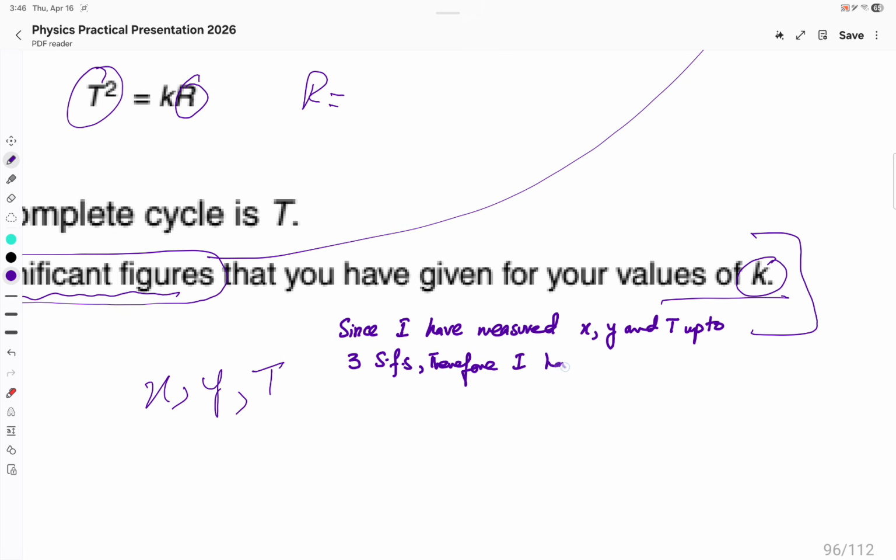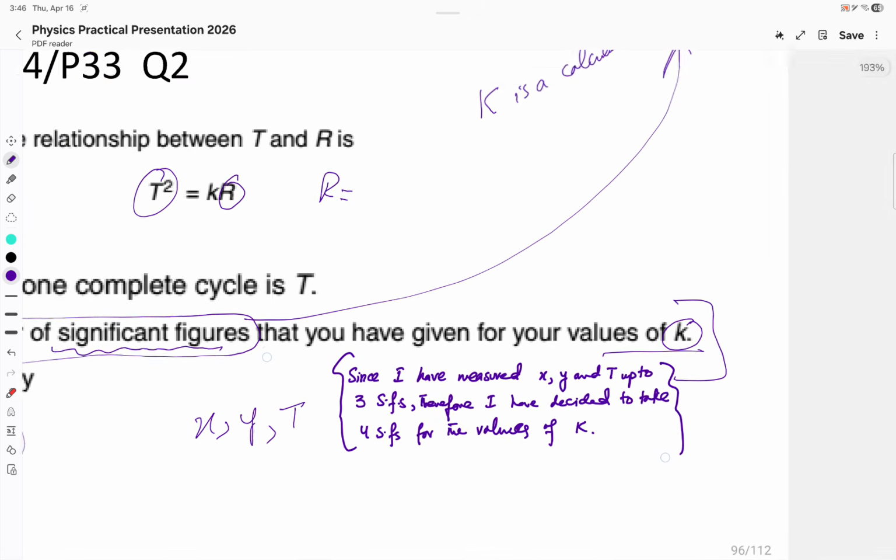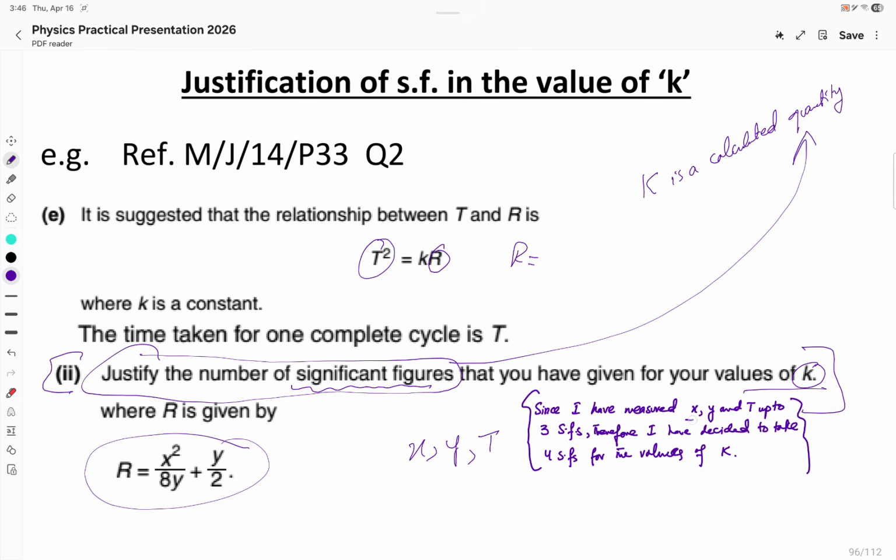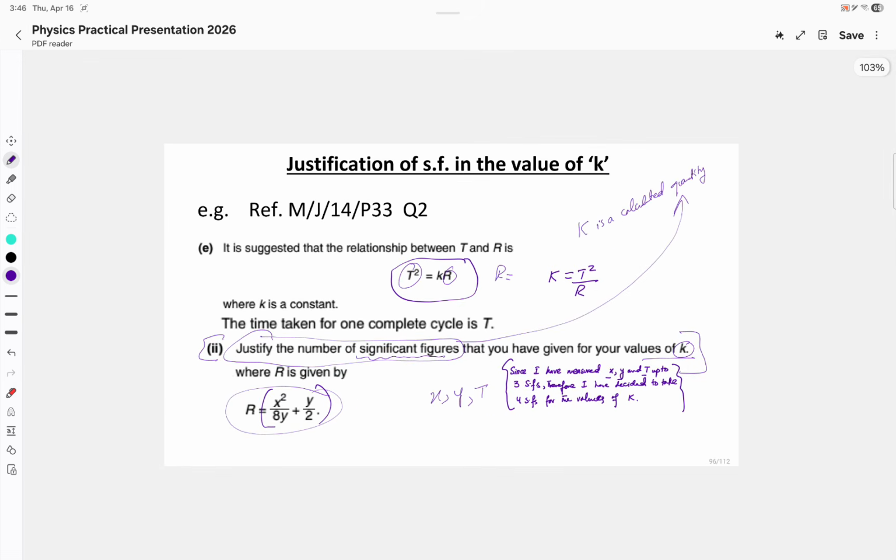therefore, I have decided to take 4 SFs for the values of k. This is how you are supposed to write the justification. Please mention the name of quantities involved in the formula of k, and the formula of k is k equals t square upon r, and put the value of r from this equation here. This is how you are going to write the justification.